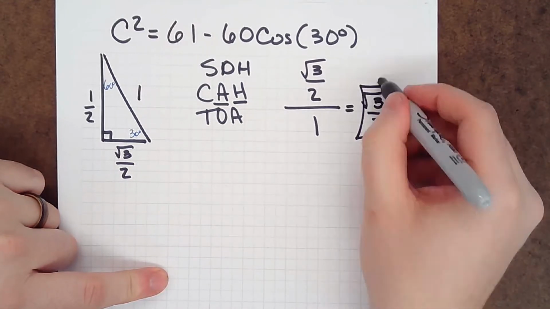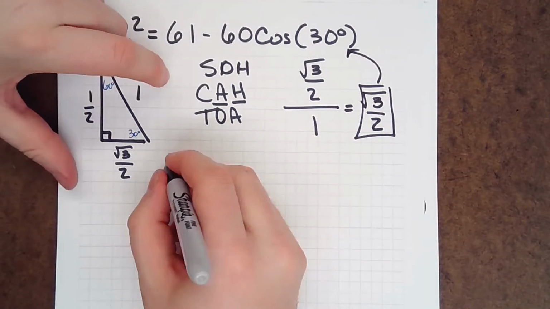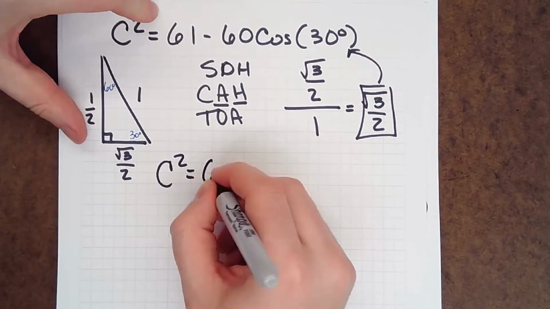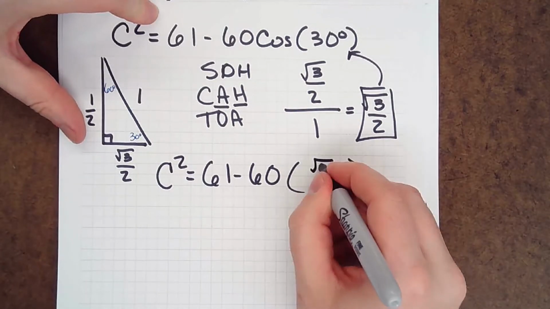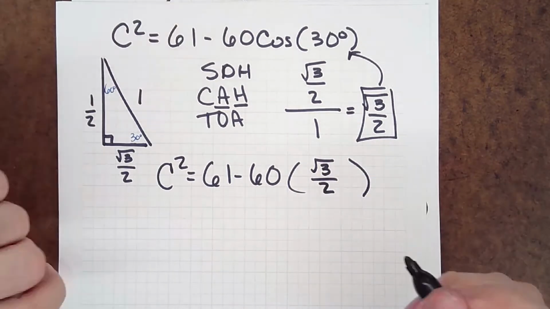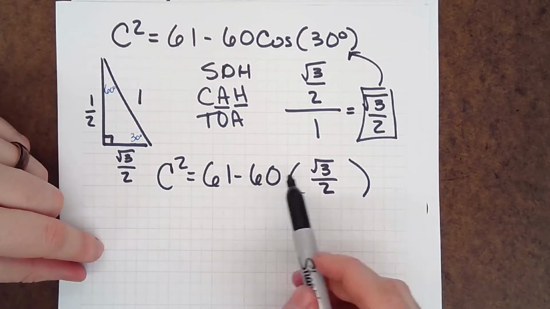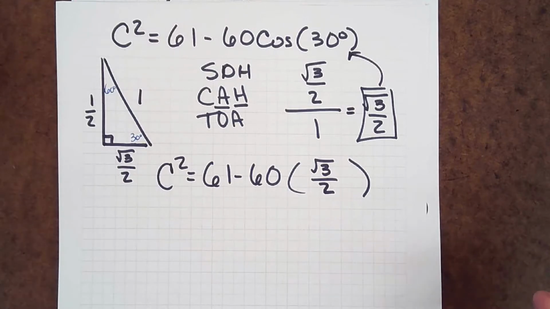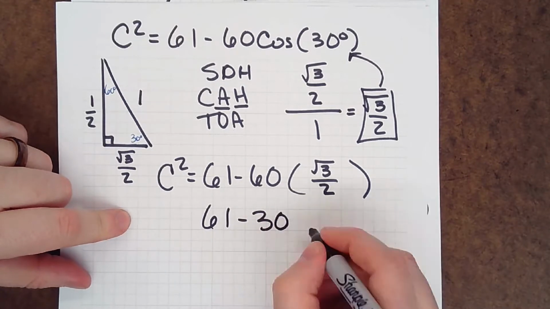So that's what's going to go here. Instead of cosine of 30, we're going to write root 3 over 2. So I'm going to copy down the problem. C squared equals 61 minus 60, and that's going to be, instead of cosine of 30, I'm going to write root 3 over 2, because cosine of 30 is root 3 over 2. Now we can do multiplication here. Negative 60 times root 3 divided by 2, we can do it in any order. So I'm going to divide by 2 first. And so I'm going to get 30 root 3.